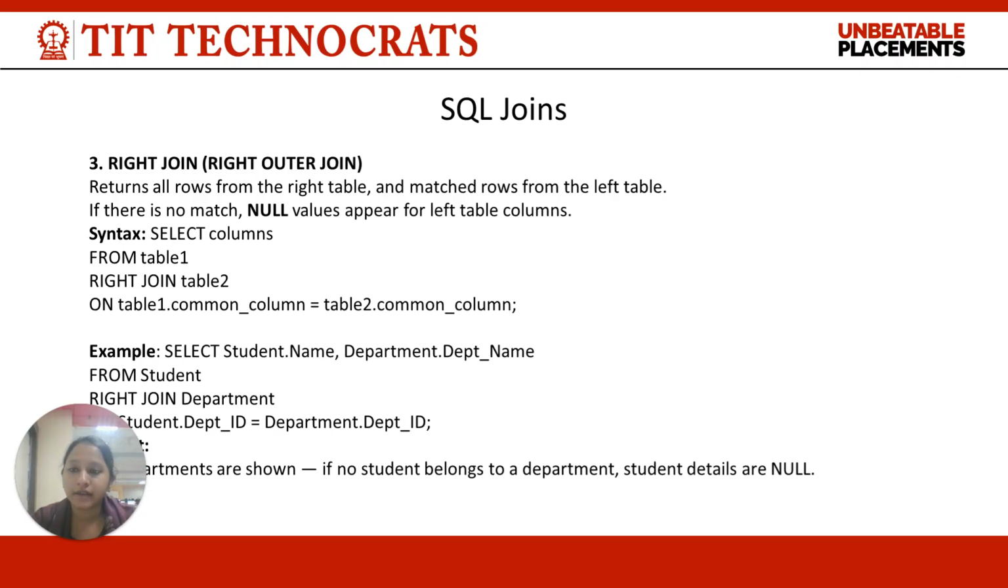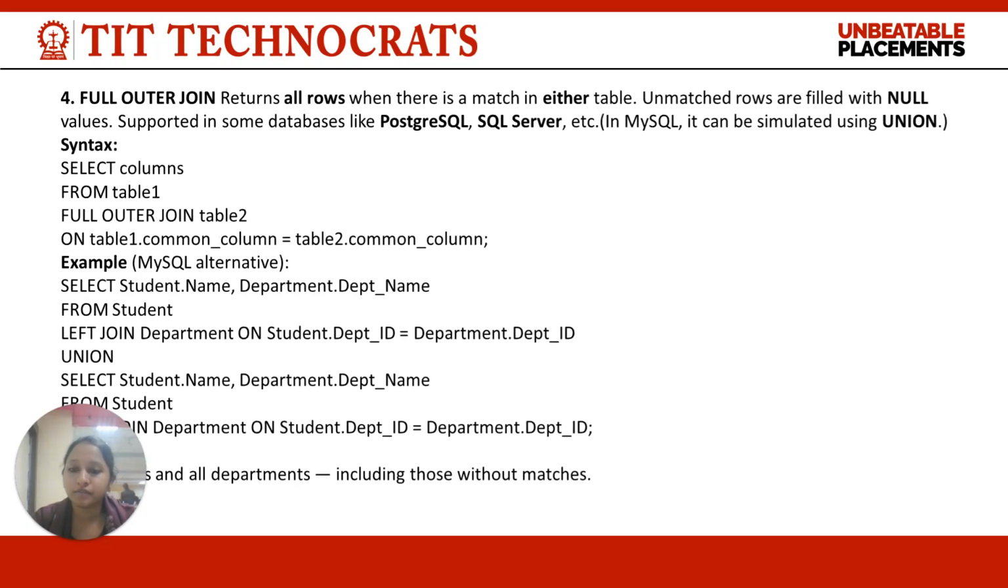The next is right join. Right join returns all rows from the right table and the matching rows from the left table. If there is no match in the left table, the result shows null for its columns. Next is full outer join. Full outer join returns all rows from both tables. If there is no match, the missing side shows null. Not all databases support it directly. In MySQL, we use a combination of left join and right join with union.